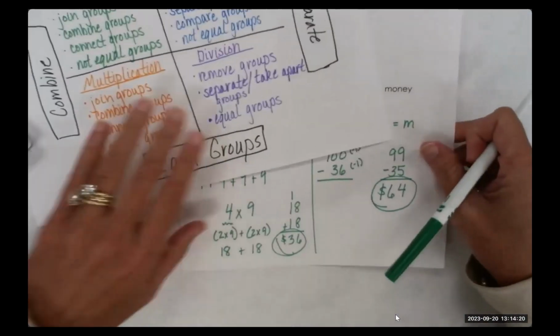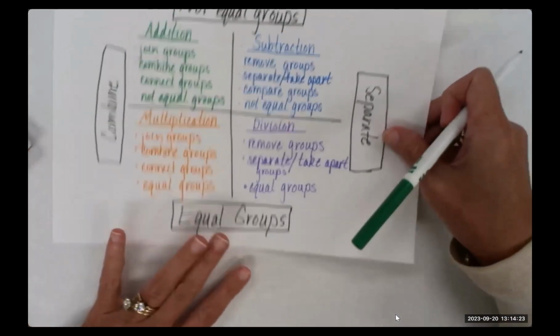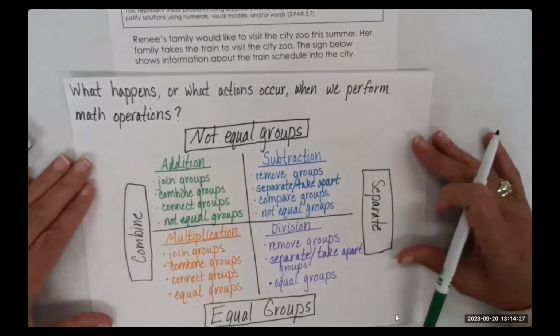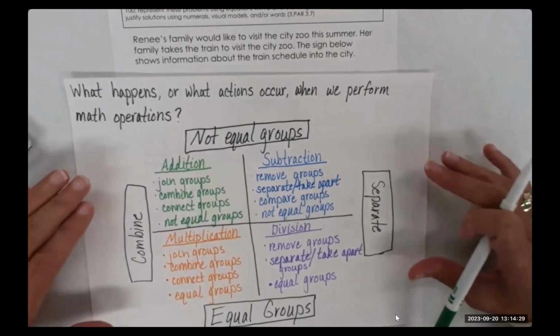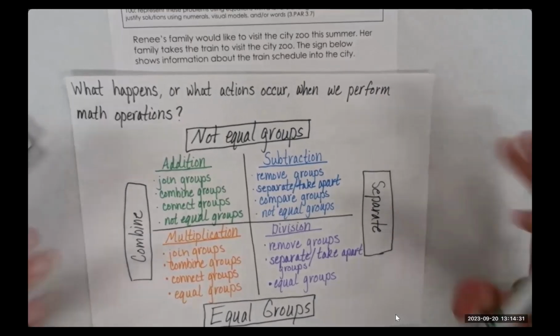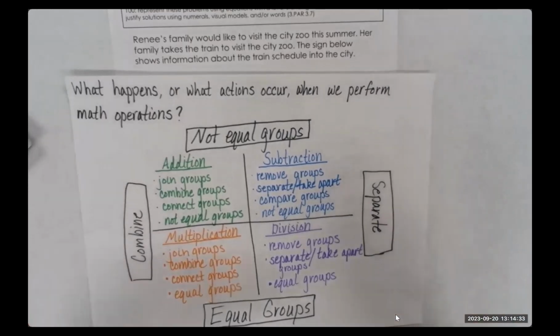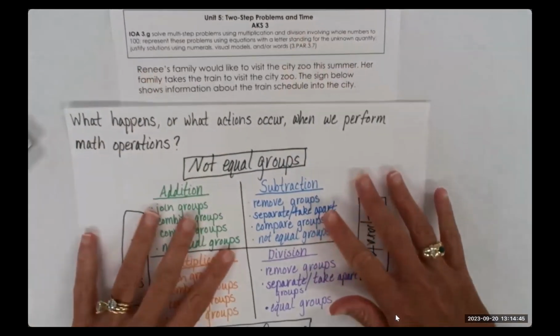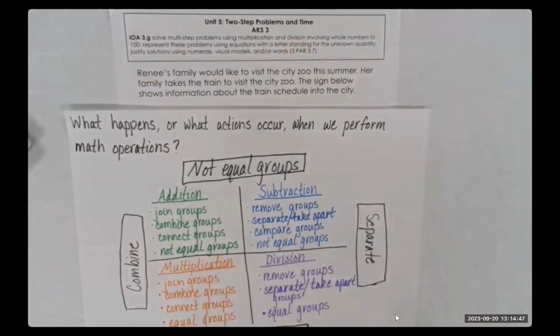And let's think through the big idea here with multi-step problems. Help your students understand the behaviors of the operations. Okay, have this conversation with your students. I promise it will help you in the long run, and more importantly, help your students. If you need more information about IOA 3G, please go check it out in the ATS for AKS 3.